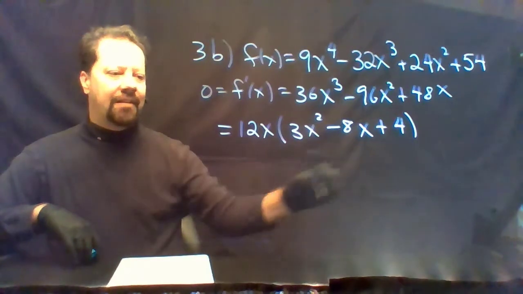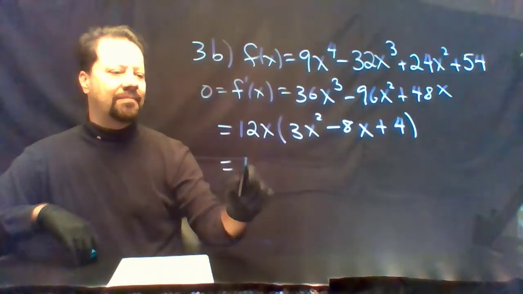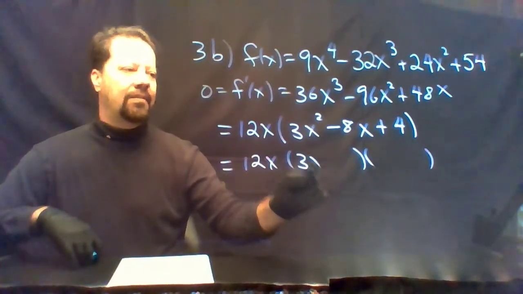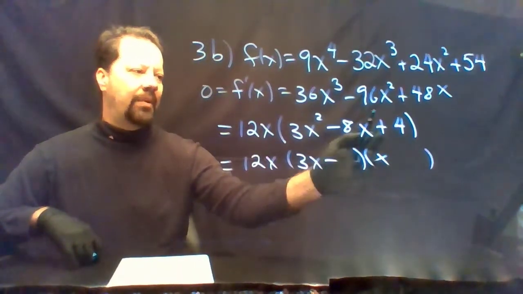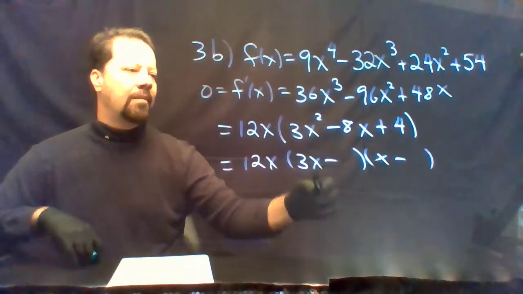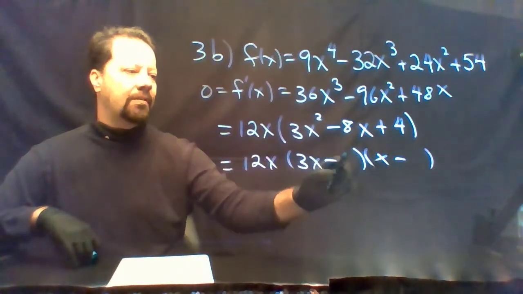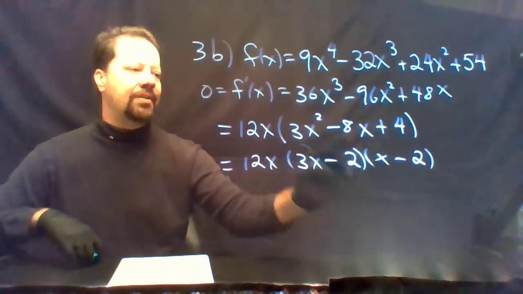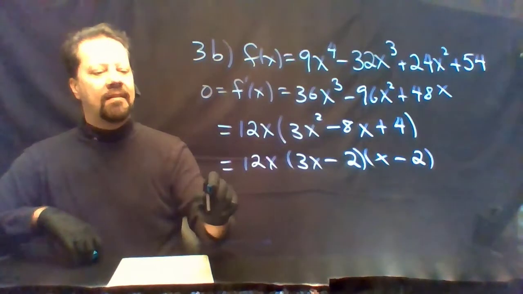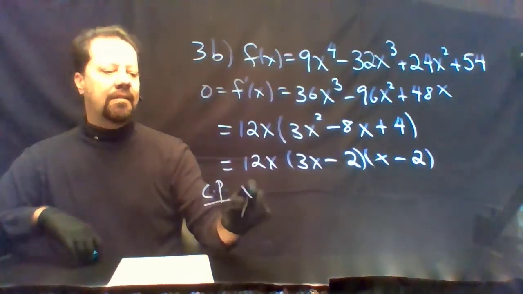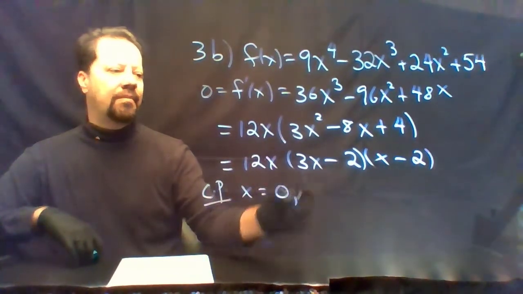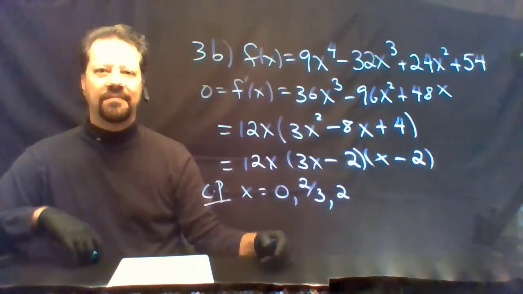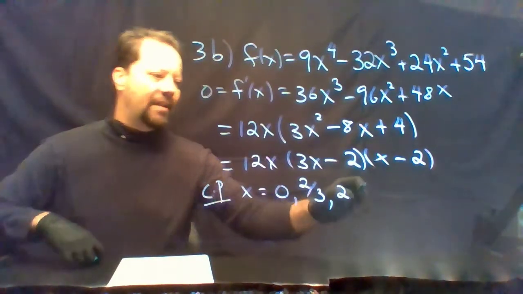We now need to figure out the roots of the quadratic. (3x) and x, both minus. What are the factors of 4? Looks like 2 and 2. That'll give us negative 6 minus 2 is negative 8. The critical points are x equals 0, 2/3, and 2. We'll plot the number line.